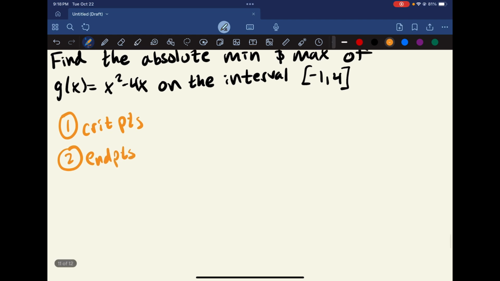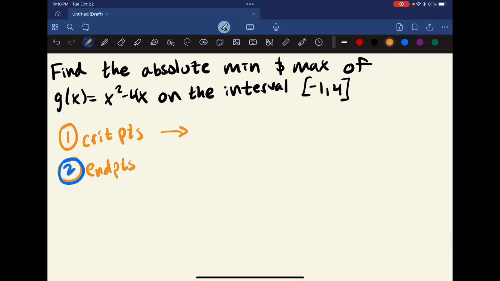So let's start with critical points. Make this one blue and the critical points orange or yellow. So the critical points, right, we said f prime of x, or I guess in this case g prime of x. G prime of x equals 0 or g prime of x equals DNE, either 0 or DNE. So first let's find our g prime of x, right? That'd be a good start.